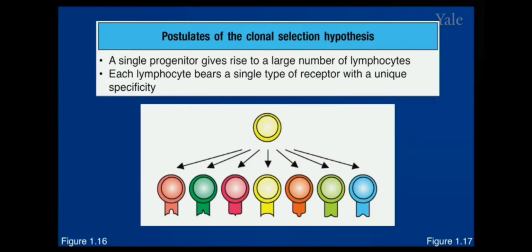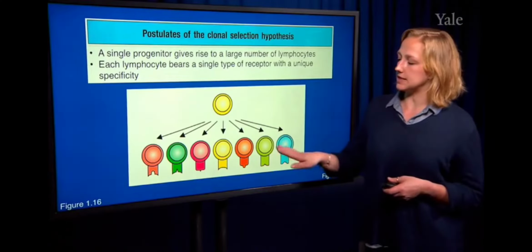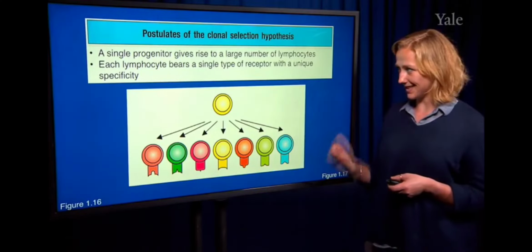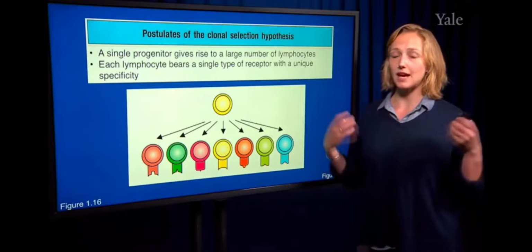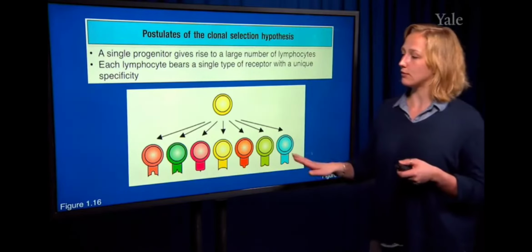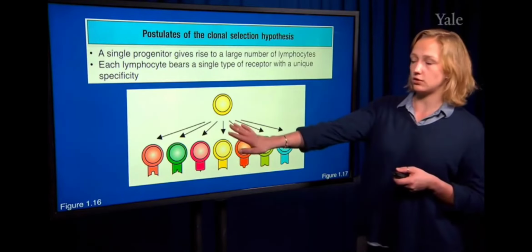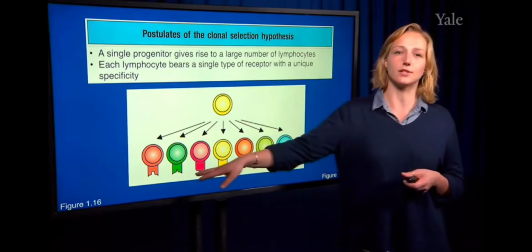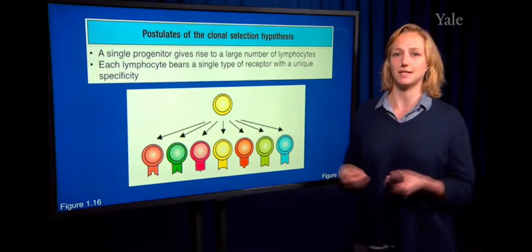First, we know from the development of the immune system that we have a single progenitor cell, a hematopoietic stem cell, that gives rise to a large number of lymphocytes. And each of these individual lymphocytes has a single type of receptor for which they have a unique specificity. So for example, here, this progenitor in yellow without a receptor leads to 7 different colored lymphocytes that have a unique specificity for a different antigen.